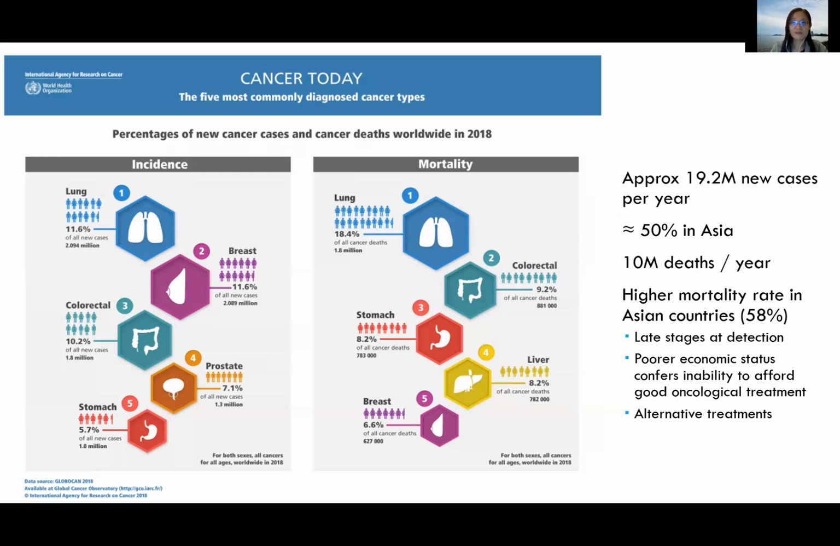Asian countries have the highest mortality partly because we detect cancers very late, and poorer economic status confers inability to afford better treatment plans. And a lot of our patients actually go for alternative treatment. They can see a bomoh, they can have vitamin B17 treatment rather than go for oncological treatment. The top 5 tumor types would be lung, breast, colon, prostate cancer, and stomach cancer. But the highest mortality still remains lung cancer, followed closely by colorectal and stomach cancers.